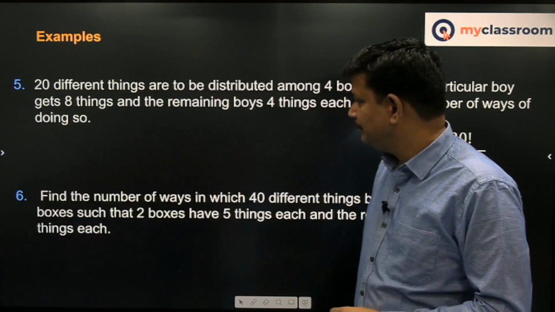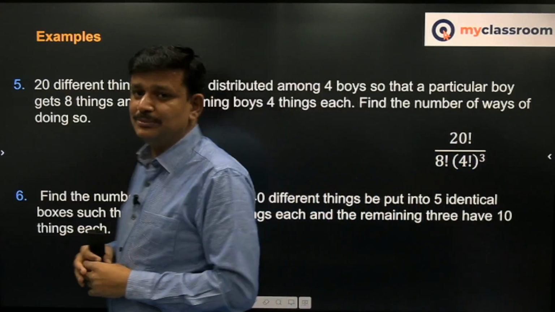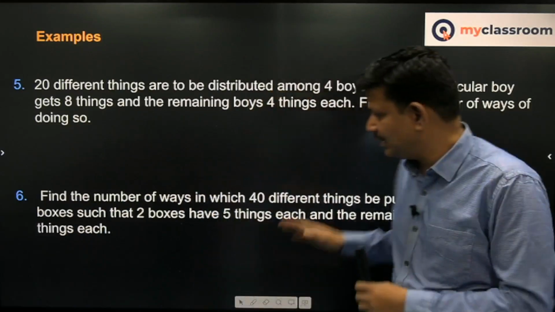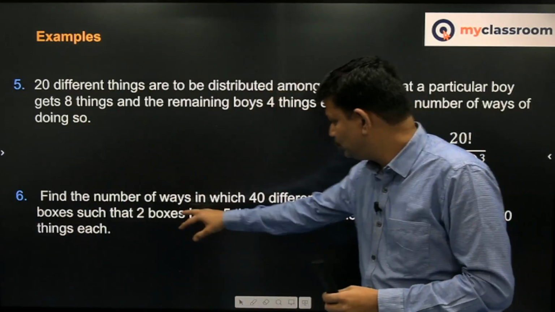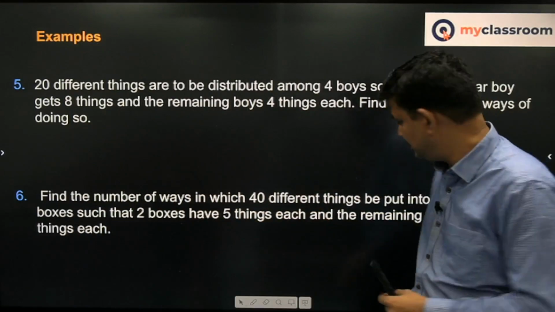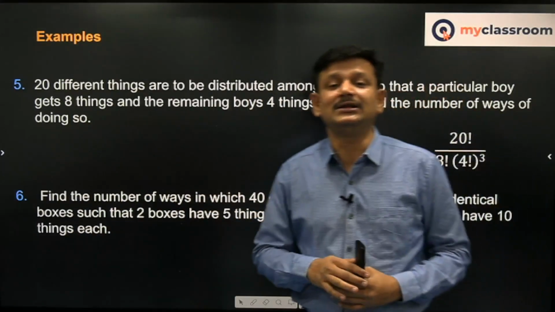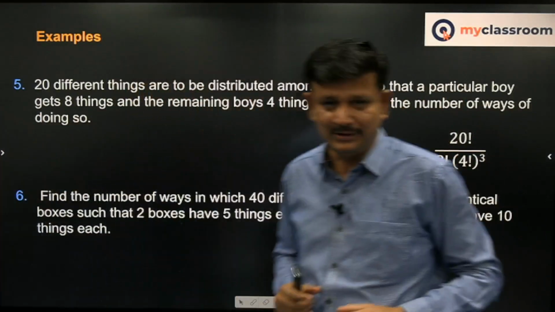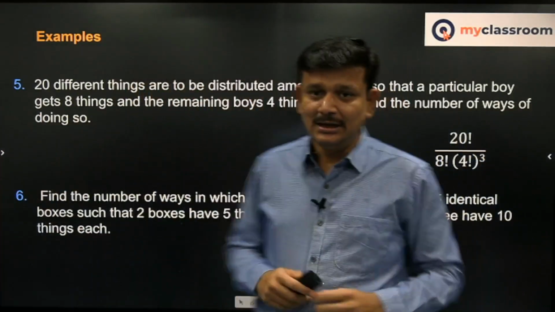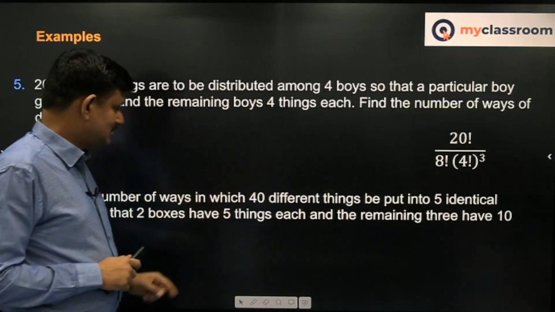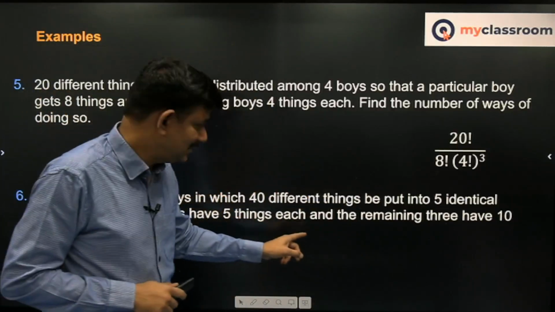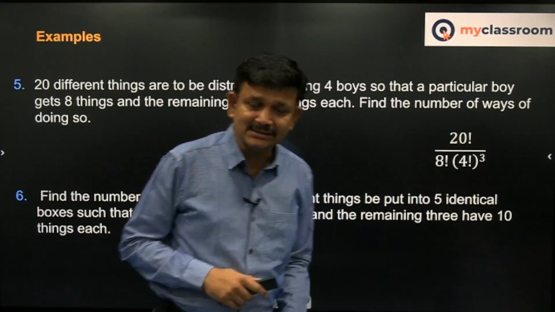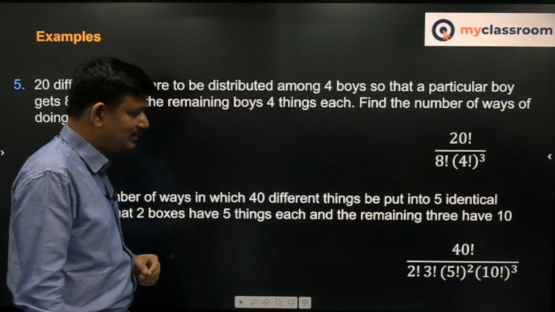But same thing, find the number of ways of distributing 40 different things into 5 identical boxes. Here boxes are identical, such that 2 boxes have 5 things each and the remaining 3 have 10 things each. So, 2 boxes are of equal sizes, the remaining 3 boxes are of equal sizes. So, how do you treat this? There are total 40 things, 2 boxes have 5 things each. So, 2 5 factorials in the denominator, 3 have 10 things each. So, 3 10 factorials in the denominator.